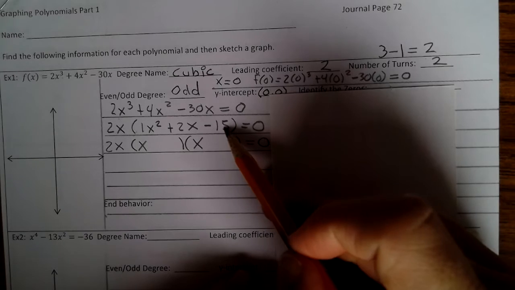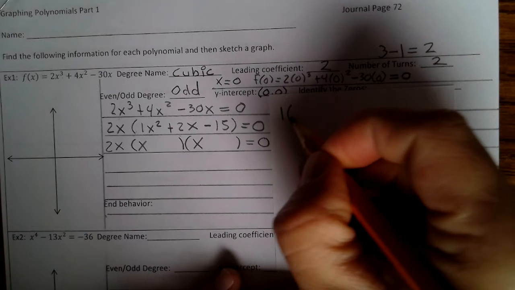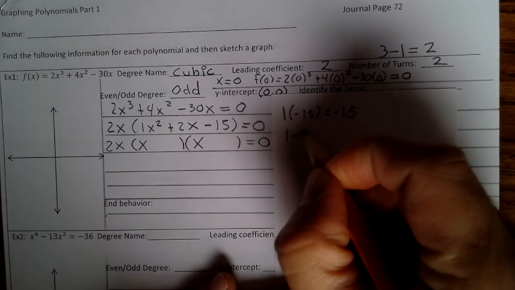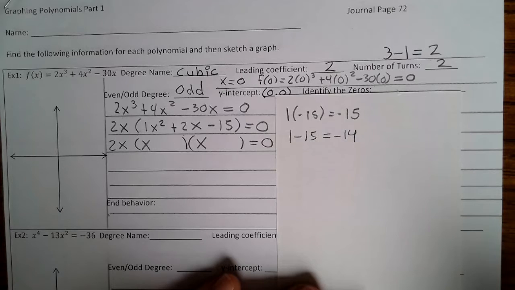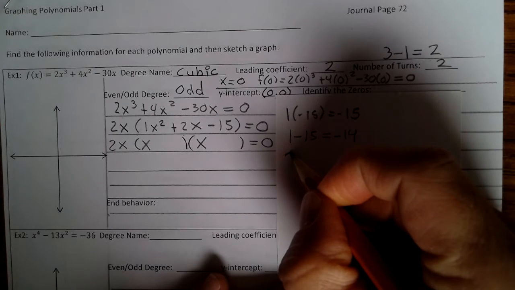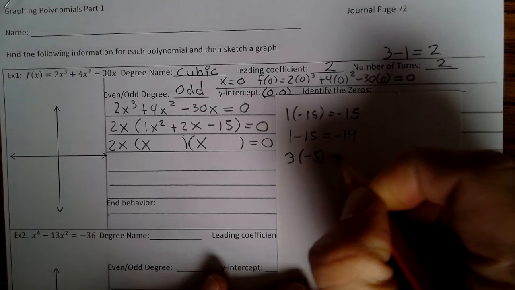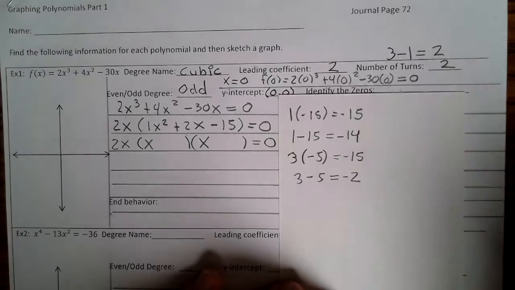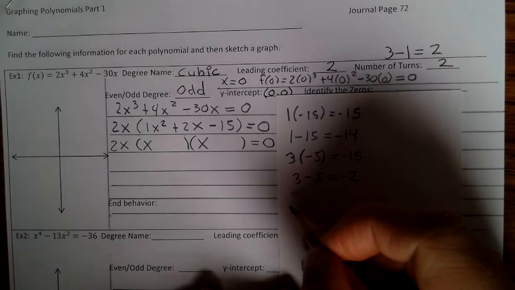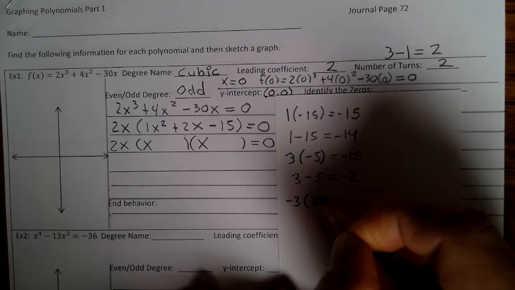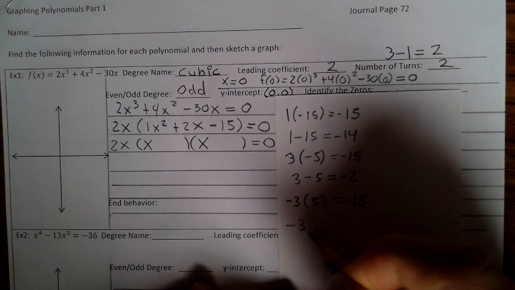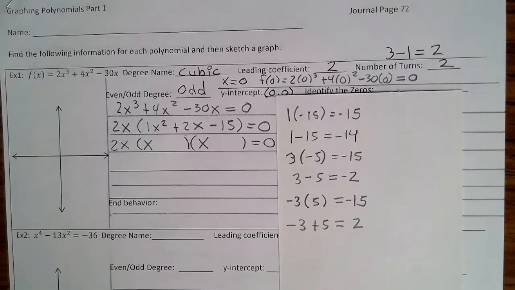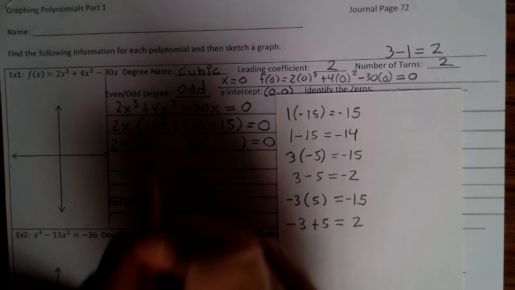So 1 times negative 15 is negative 15. 1 minus 15 is negative 14. That doesn't work. Okay? 3 times negative 5 equals negative 15. 3 minus 5 is negative 2. So we had the 2, but it's the wrong sign. So we're going to do negative 3 times positive 5 equals negative 15. Negative 3 plus 5 equals 2. So this works. So our factors are x minus 3, x plus 5.